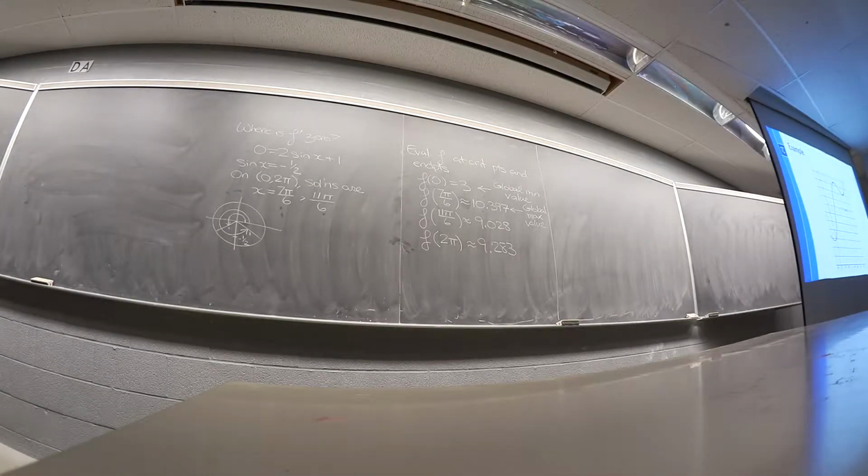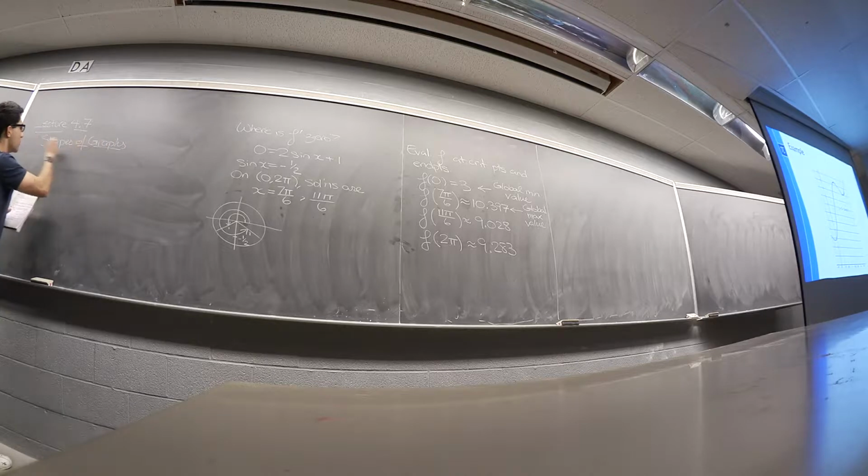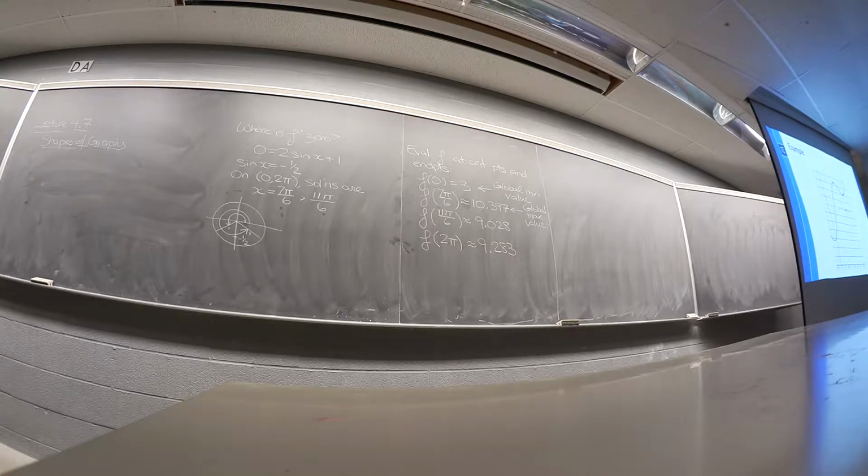Okay, that time we cared almost exclusively about global things. Now we're going to care almost exclusively about local things. Shapes of graphs. Okay, what we're really going to be talking about is what can we learn about a graph or a function from its first and second derivative.